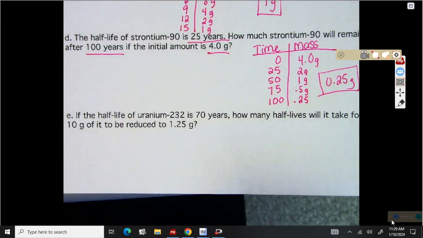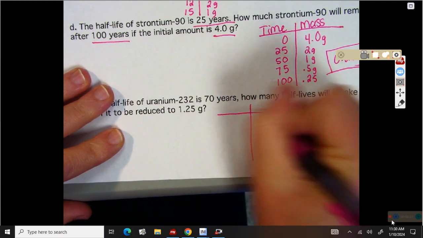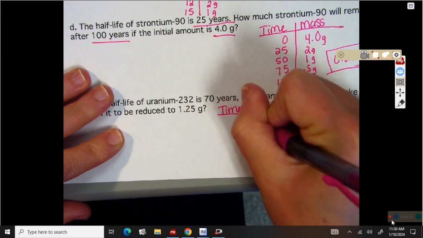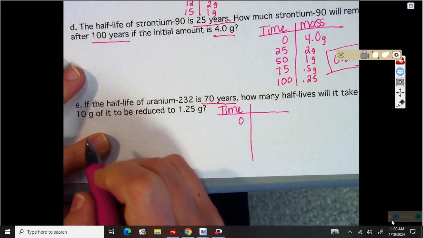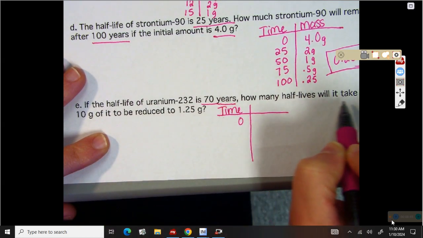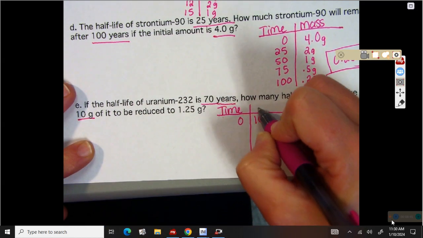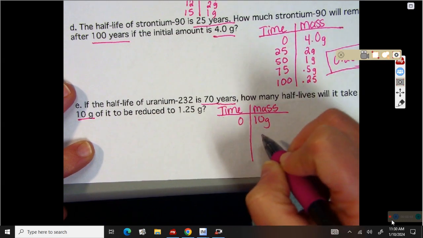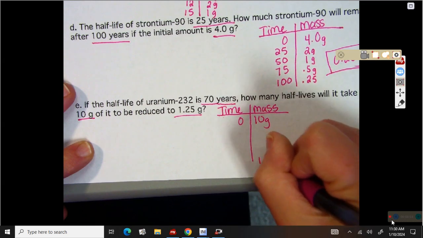All right, last example. If the half-life of uranium is 70 years, that means we're going to start at time 0 and count by 70. But we don't know the ending time. So this is a little bit different. This is how many half-lives will it take for 10 grams, that's my initial mass, to be reduced to 1.25. So now you know that we're going to end with 1.25 grams down here.